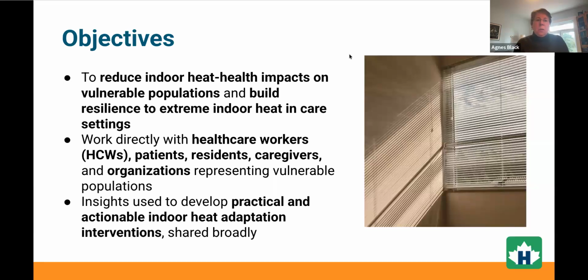So the objectives, for any of you who are familiar with our project, you'll know already that we're aiming to reduce indoor heat health impacts on vulnerable populations. That includes people in long-term care, and we want to build resilience to extreme indoor heat in care settings. We're working directly with healthcare workers, with patients, residents, caregivers, so informal caregivers, and organizations. Our insights are going to hopefully lead to actionable and practical indoor heat adaptation interventions, which we're going to share through multiple types of knowledge translation activities.